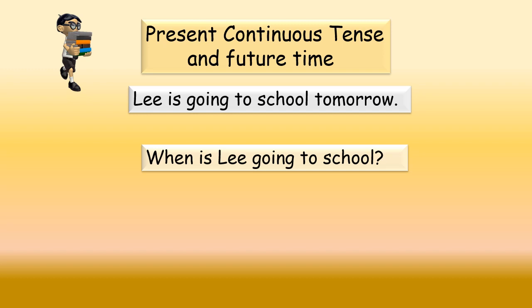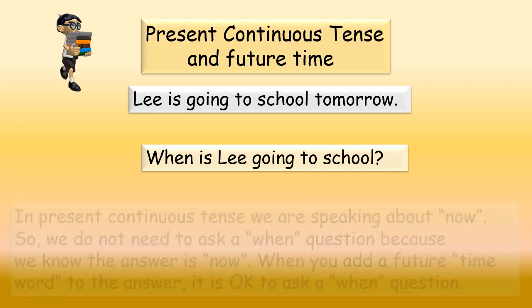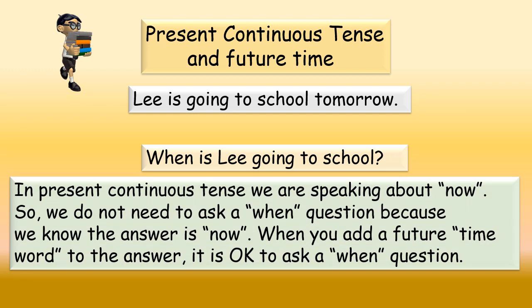So the question, when is Lee going to school? In present continuous tense, we are speaking about now. So we do not need to ask a when question because we know the answer is now. When you add a future time word to the answer, it is okay to ask a when question. When is Lee going to school? The answer, tomorrow.